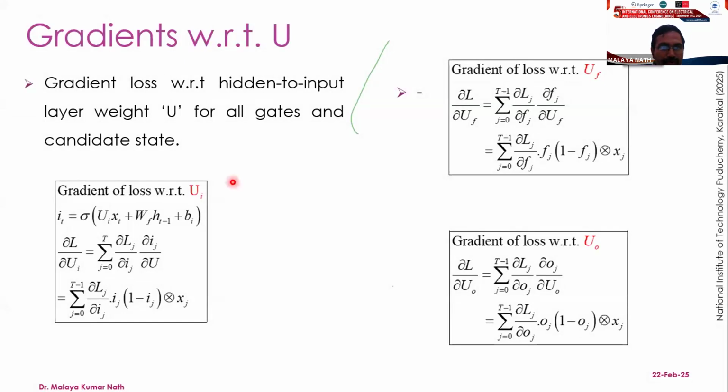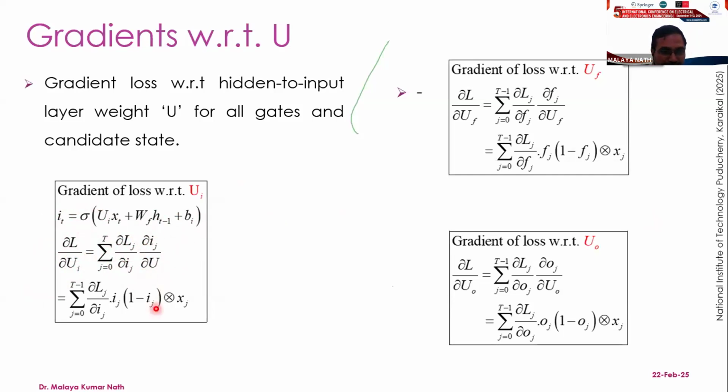So now we have to compute the gradient with respect to U. What is U? U is nothing but the weight associated with the hidden state to the output state. So how can we compute this? In this case, we have to compute for the input gate, output gate, as well as the forget gate. Already we know that I_t, the expression for the input gate, is equal to sigmoid of U_i x_t plus W_i h_(t-1) plus b_i. So the derivative of loss with respect to this weight will be represented as the summation over j equals 0 to t of the derivative of loss with respect to del I_j and the derivative of I_j with respect to del U.